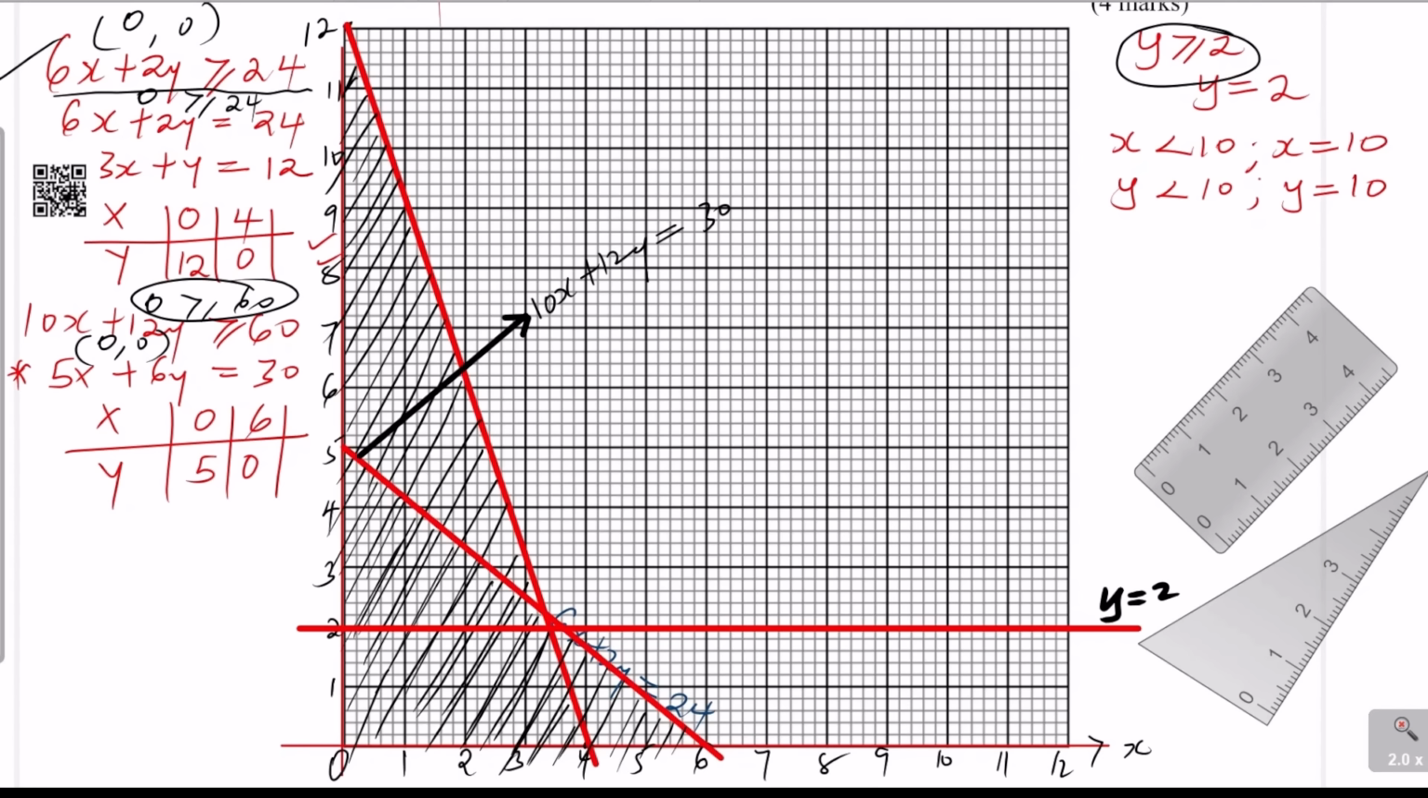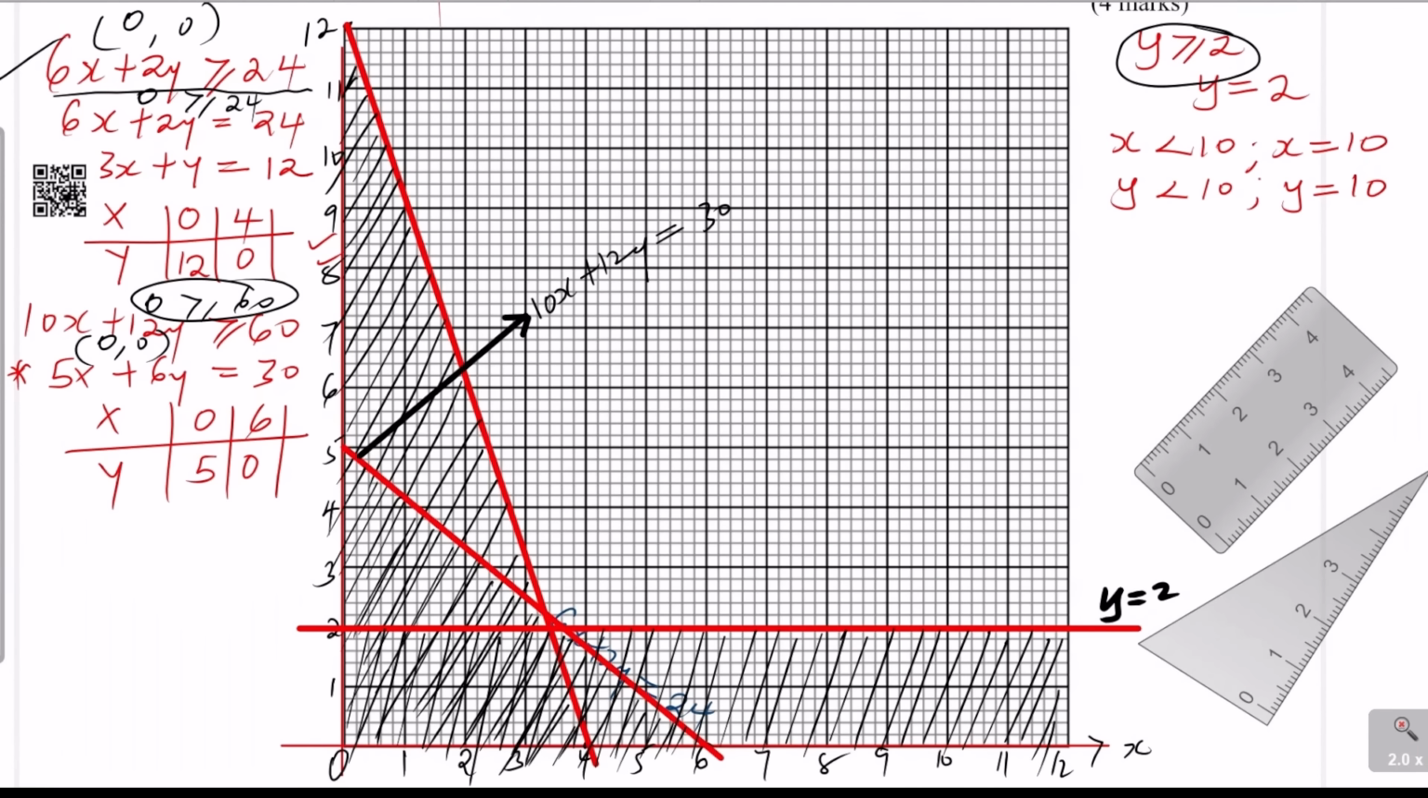Now y is greater than or equal to 2. Greater than means we require the values that are above that line. The values that are below that line are less than 2, and therefore the lower side of that line will not satisfy the inequality. So we shade the lower part of that line. We need the upper side of that line. So that is the unwanted side.